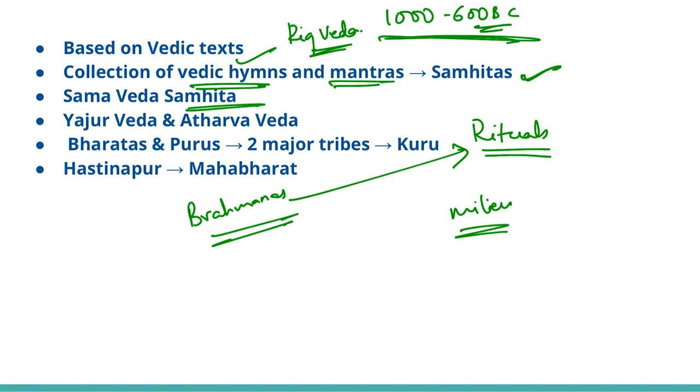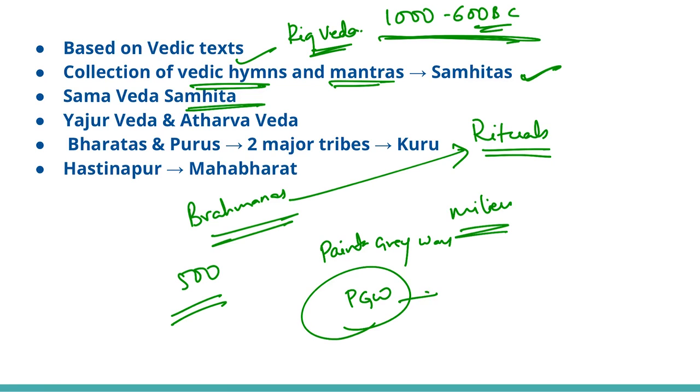In this same period and in this same area, digging and exploration have been done, and nearly 500 sites inhabited for the first time are called Painted Grey Ware, in short PGW sites. We call them PGW sites because they were inhabited by people who used earthen bowls and dishes made of painted grey pottery, and they also used iron weapons.